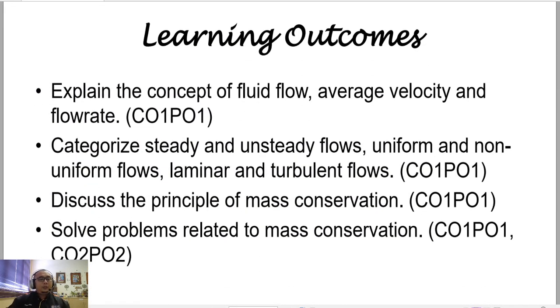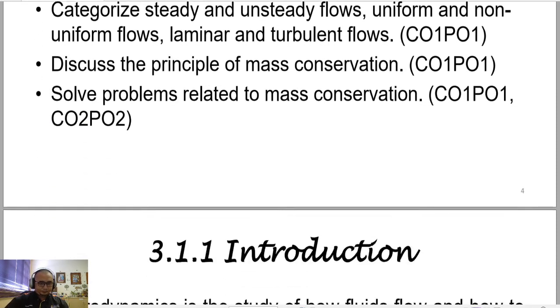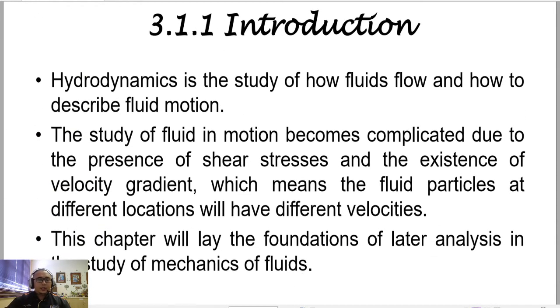Okay, learning outcome: explain the concept of fluid flow, average velocity, what is average velocity and what is flow rate. Categorize steady and unsteady flow, uniform and non-uniform flow, laminar and turbulent flow. And then our learning outcome number 3, discuss the principle of mass conservation. What is mass conservation? And the fourth one is solve problems relate to the mass conservation. Okay, kita pergi kepada introduction.